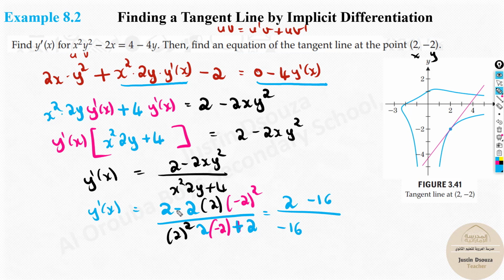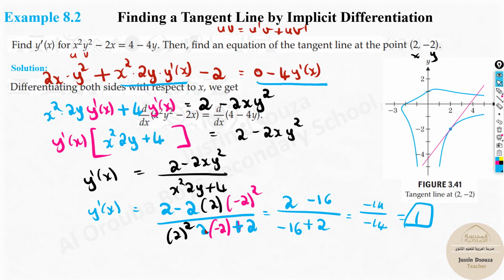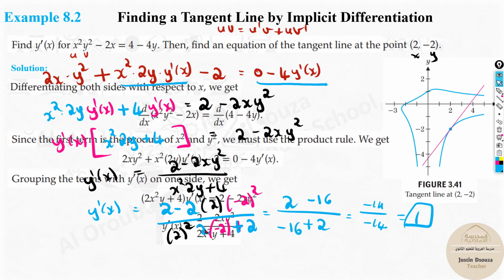Over here, why is it minus? Because of this sign. This minus dissolves, only one minus sign remains. Plus 2, the answer would be 1, because 2 minus 16 is minus 14 divided by minus 16 plus 2 is minus 14, and minus minus cancels, 14 by 14 is 1. That is the slope. Now you can directly put it in the calculator and you will get the answer directly as 1.